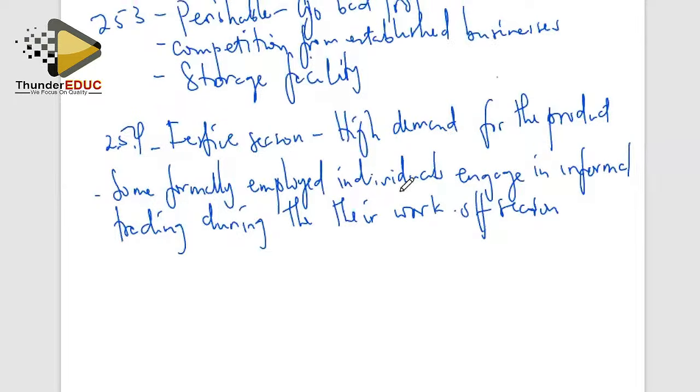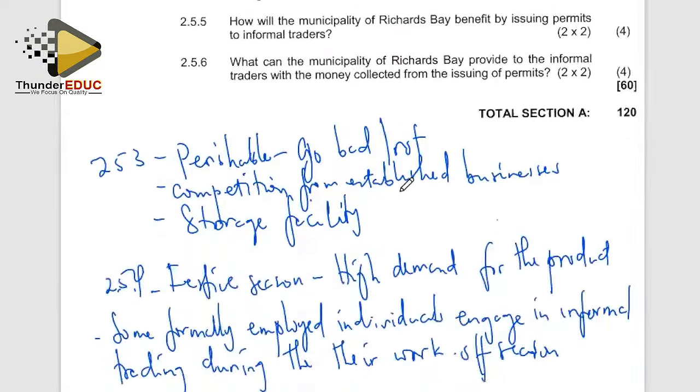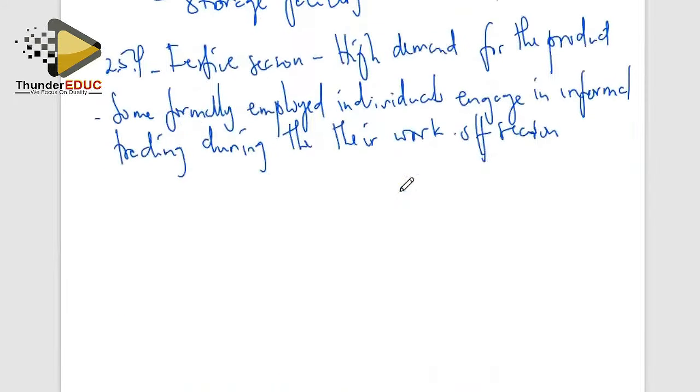Right. Then the next question is saying, how will the municipality of Richards Bay benefit by issuing permits to informal traders? If they issue permits, how are they going to benefit? That's number 2.5.5. One, in the dimensions of tax revenue. Remember, the informal traders are not paying tax. If they register them and give them permits, they are liable to pay taxes. And hence, tax revenue is going to be realized.